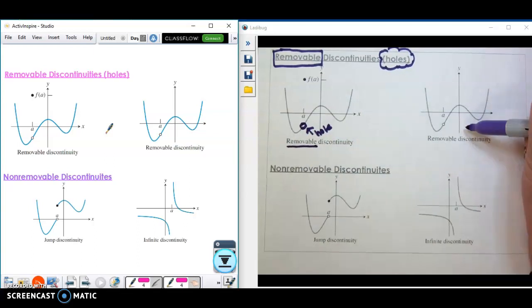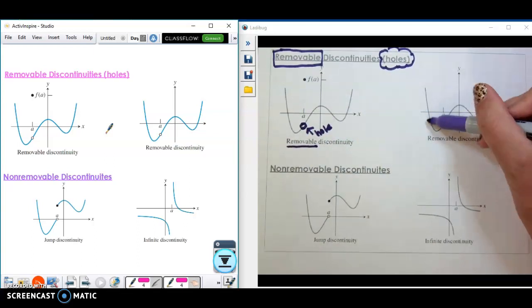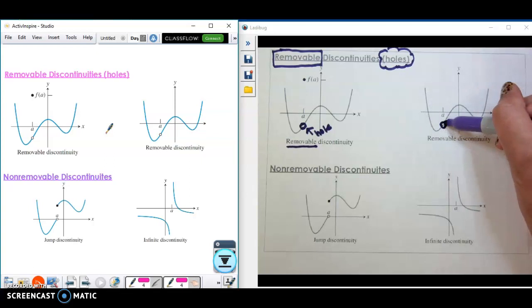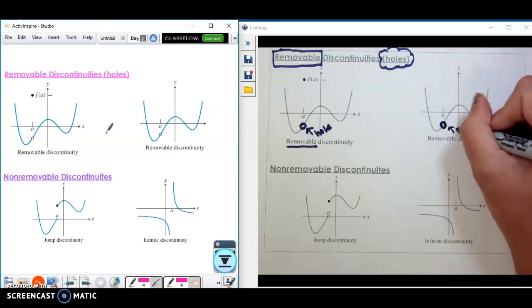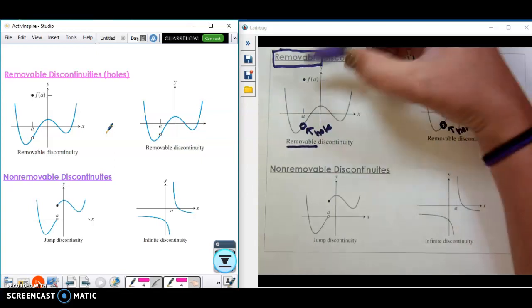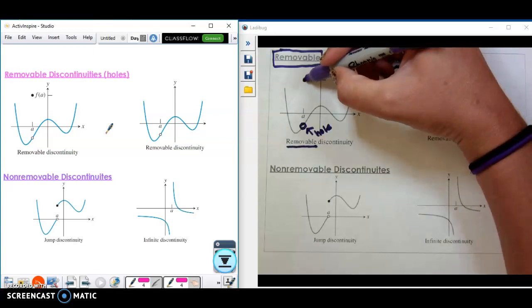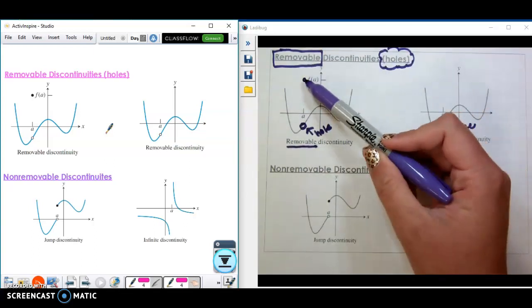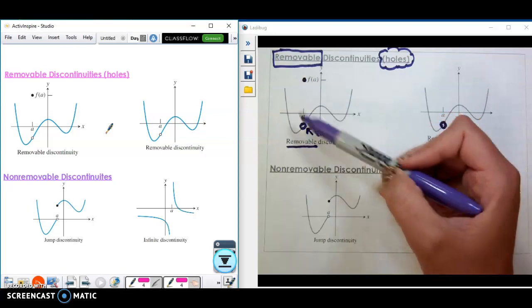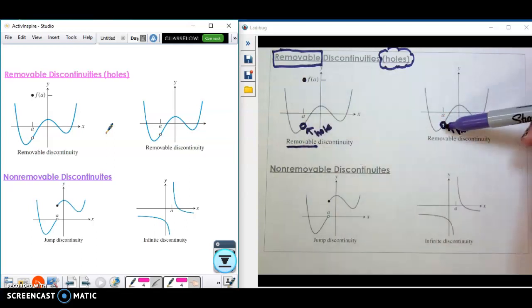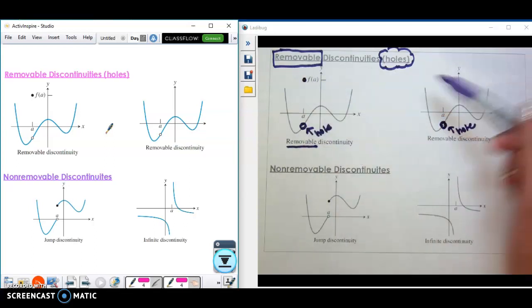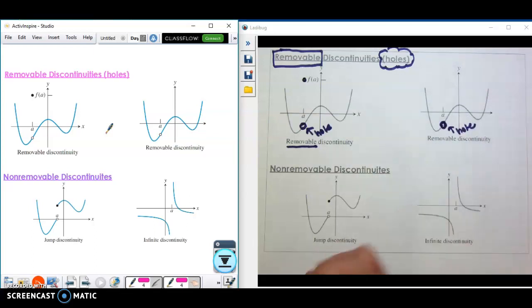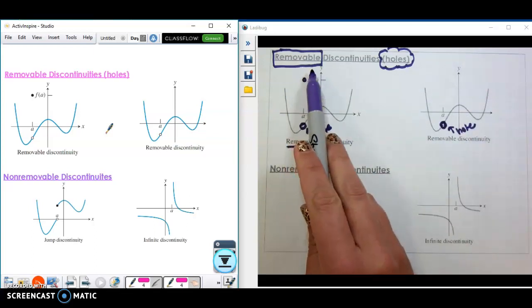This graph is almost the same. If you go from left to right, you run into this hole, so it's removable. The only difference between these two graphs is that they actually have plotted a point here. This point is where the y value would be, and there's nothing here, whereas there's not an actual y value for this x value here. So these are very similar. Both of these would be considered removable discontinuity because they have the hole.